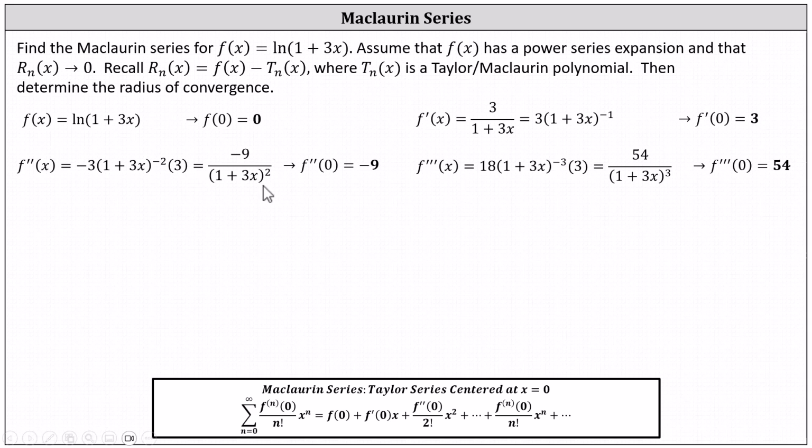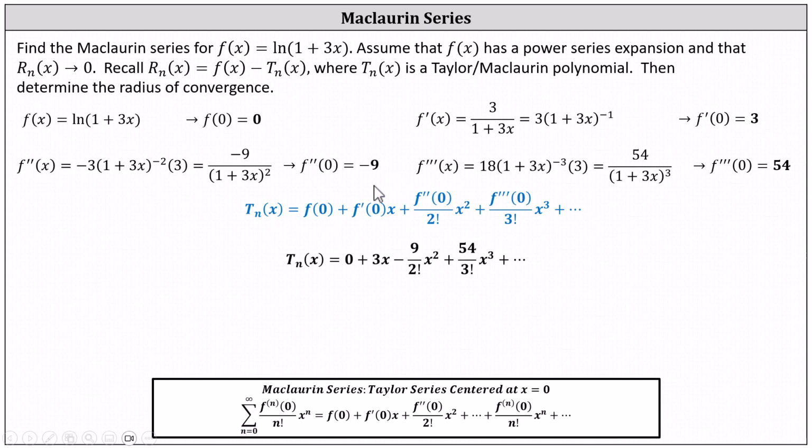Here are the first four terms of the Maclaurin polynomial. And now we substitute in the function values we just found. Notice the first term is 0. And now let's simplify if we can. 9 divided by 2 factorial is just 9 halves. 3 factorial equals 6. 54 divided by 6 is equal to 9, giving us plus 9x cubed.